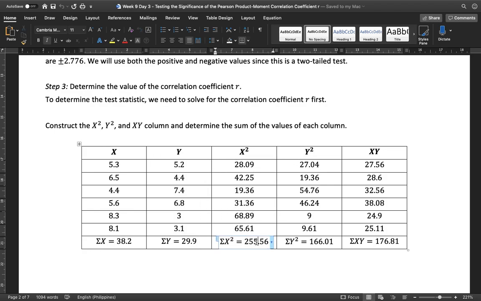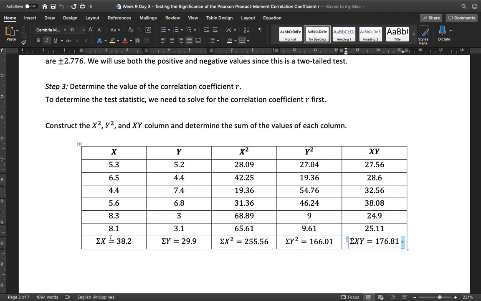We get the summation of x squared as 255.56. For y squared, add nyo lang lahat. It's 166.01. And xy, add lang lahat. Summation of xy, 176.81. So those are the summation of values of each column.